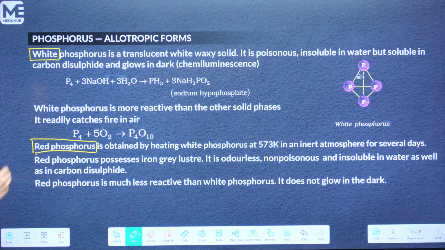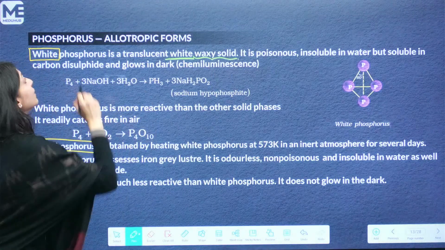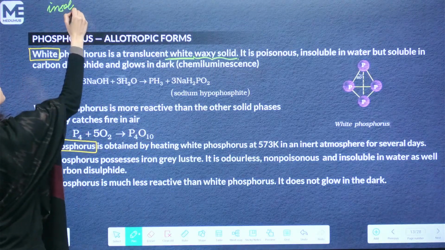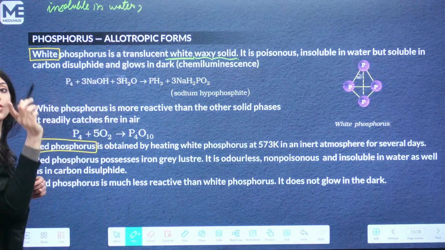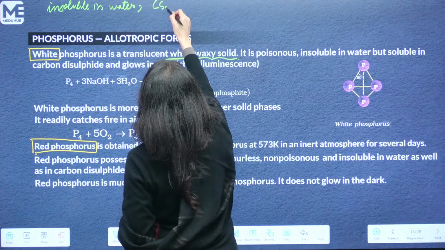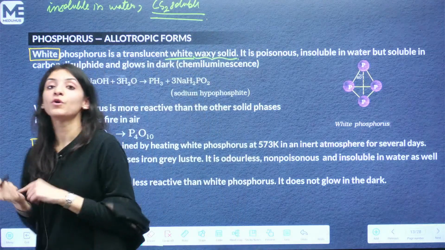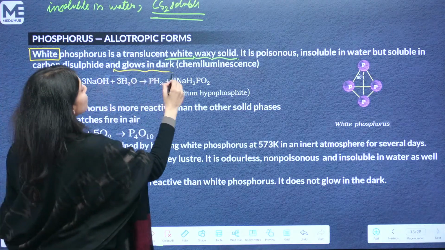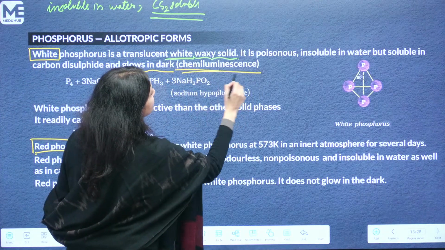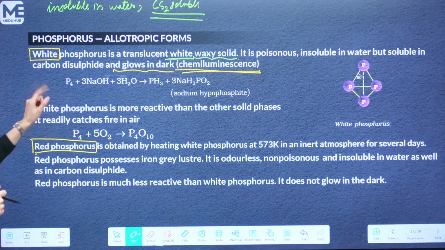So if we talk about white phosphorus, obviously it is white colored, it's a waxy solid. Now it is insoluble in water, but it is soluble in carbon disulfide. Another important property is that it reacts with moist air and gives off light, or you can also say it glows in the dark. So this property where it glows in the dark is called chemiluminescence. So this is a property only given by white phosphorus and not the rest of the allotropes of phosphorus.